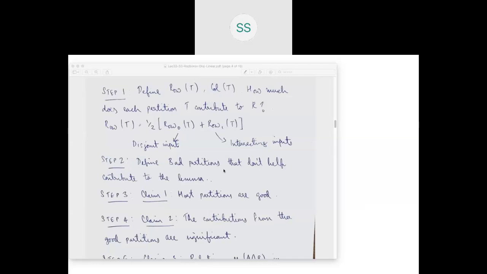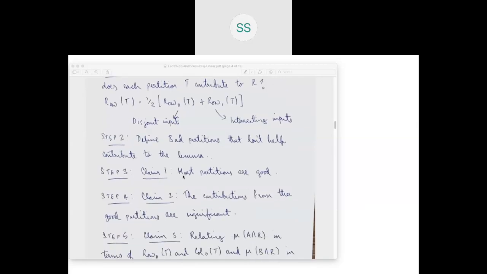So we'll define some partitions which are bad. Then we prove claim 1, which says essentially that most partitions are good. Okay. Claim 1 will say that most partitions are good, and claim 2 will say that it is not enough that most partitions are good. The contributions from the good partitions are significant. So claim 2 will show that the contributions from the good partitions are significant.